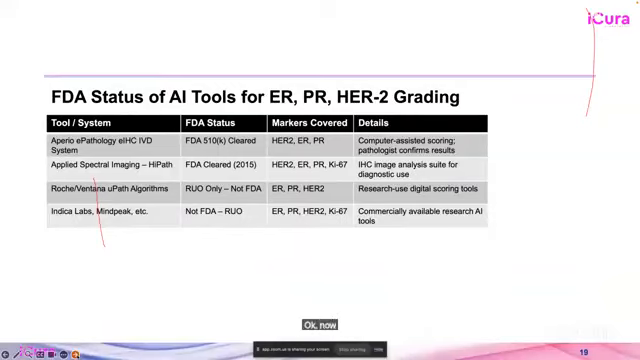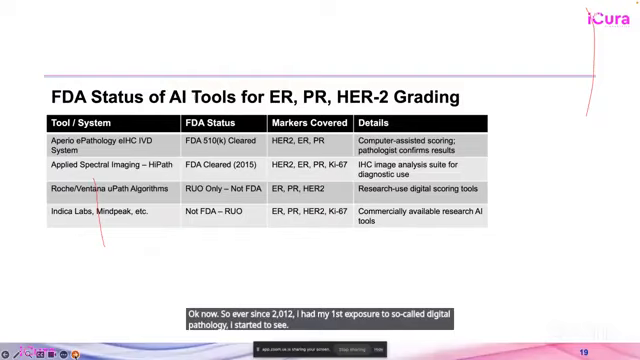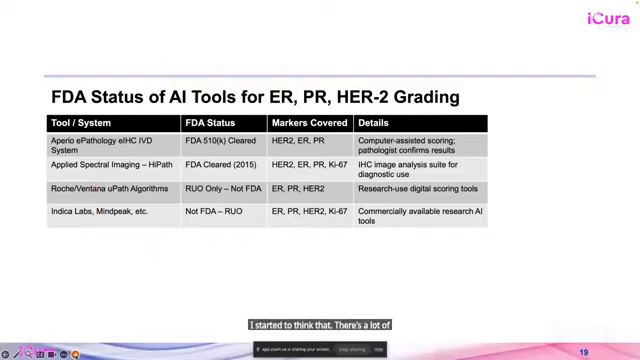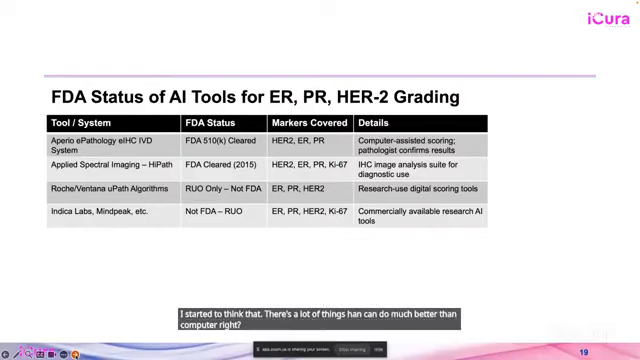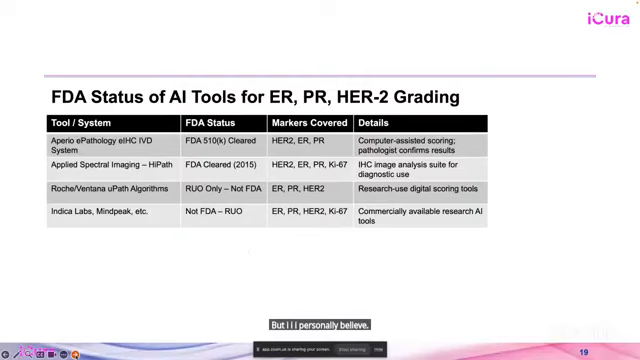Okay, so ever since 2012, when I had my first exposure to so-called digital pathology, I started to think that there are a lot of things humans can do much better than computers, right? But I personally believe the computer also has its advantages, meaning calculation or anything that could be mathematically figured out. I would always say machines probably are much more accurate and consistent than a human, even a mathematician. So ever since then until today, there are quite a few image analysis algorithms approved by FDA, as listed here.